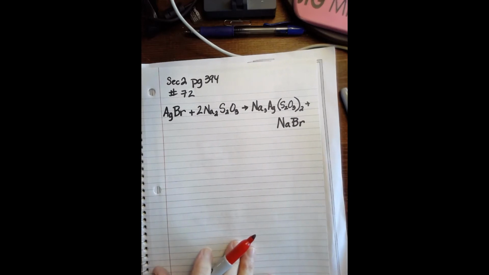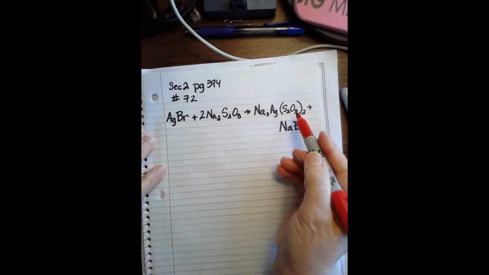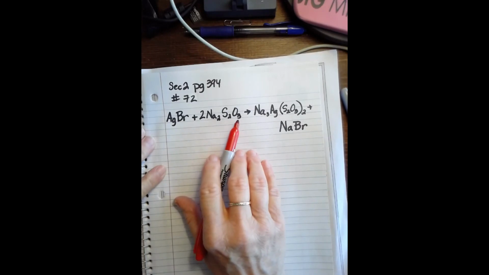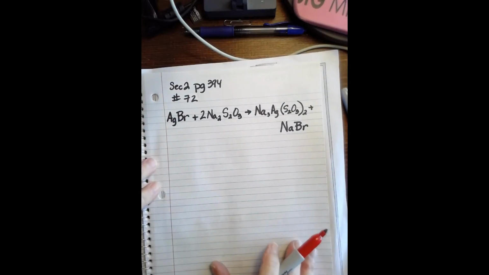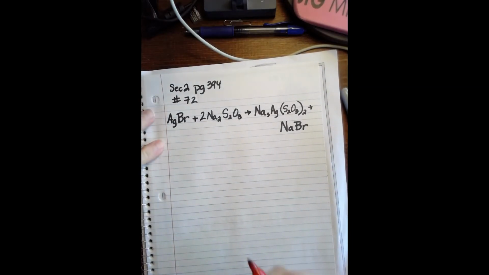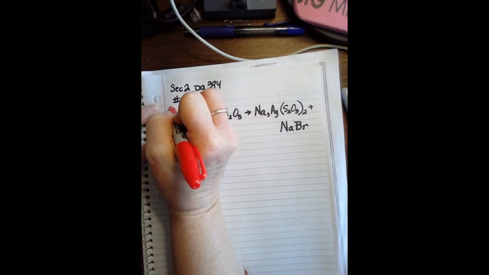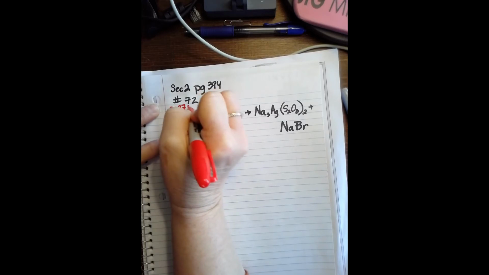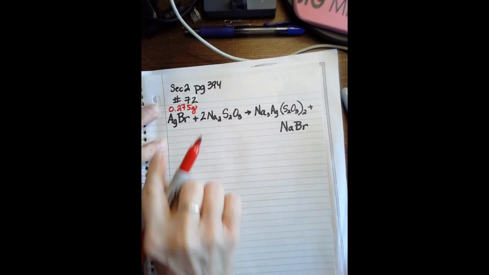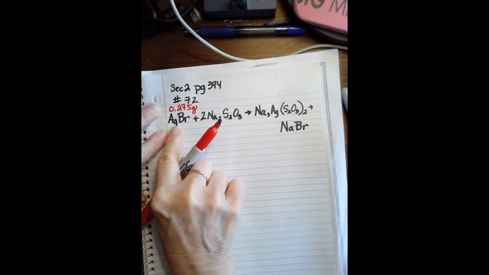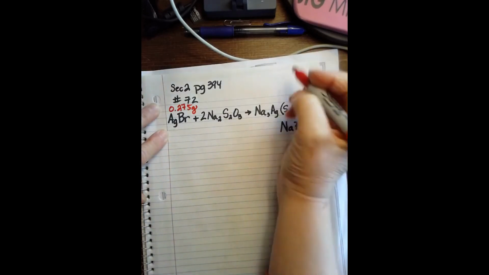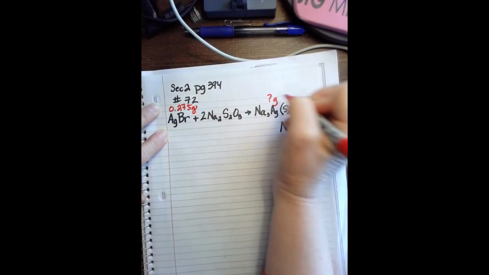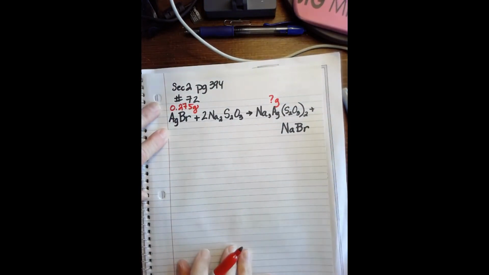So now that we have our balanced equation, and this is long. This thiosulfate, that's a polyatomic ion. And that was on your list. It's not one that we work with very much. But here we go. So let's put our data in. So this says that we are removing 0.275 grams of the silver bromide, and the question is, how many grams of this will be produced?